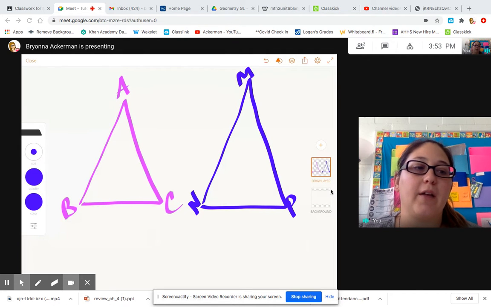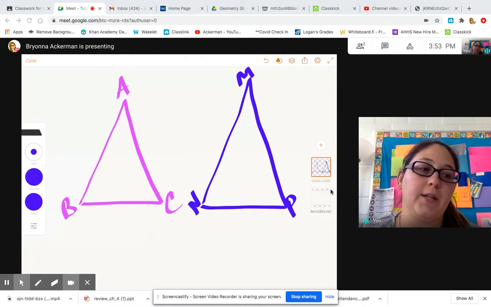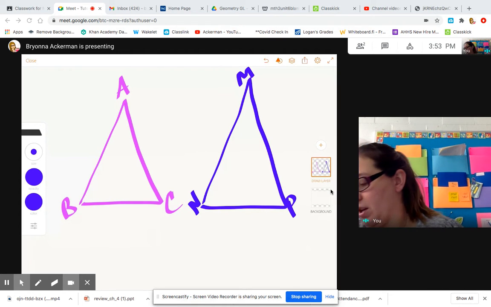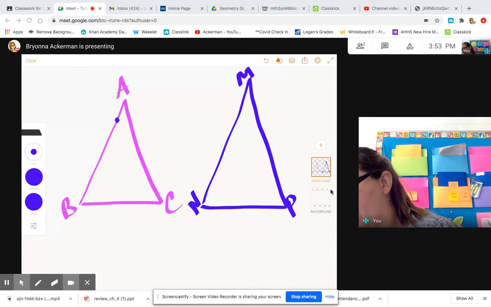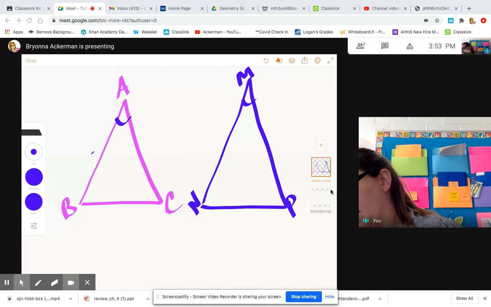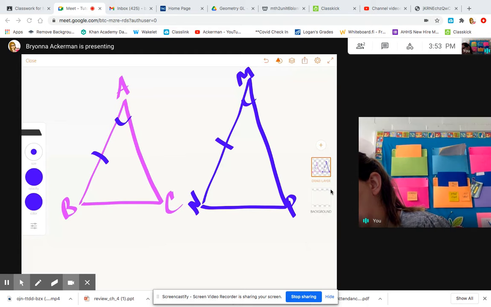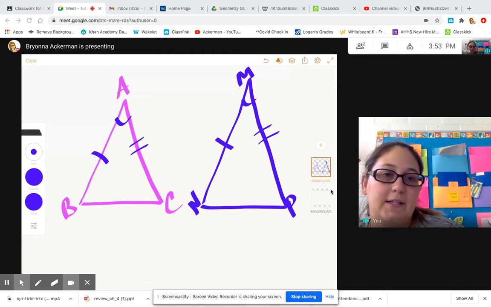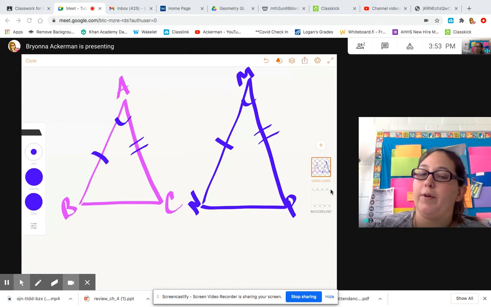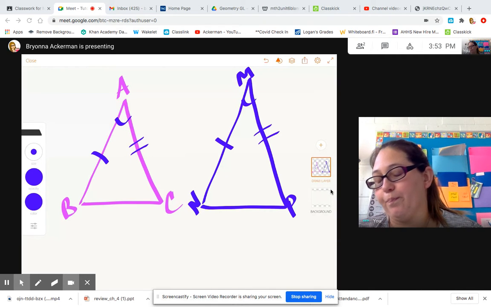So we've been talking about these triangles, and so for example, if we say that these two triangles right here are congruent, and then we're given some information. So for example, maybe we're given that angle A is congruent to M, and AB is congruent to MN, and let's say AC is congruent to MP. Okay, so if we're given this information, the question is, are they congruent? So if they follow the rules we learned last week, then they are congruent.